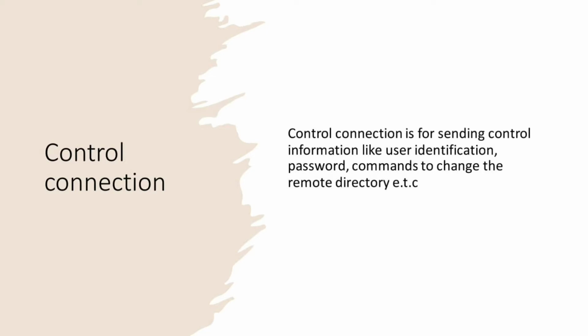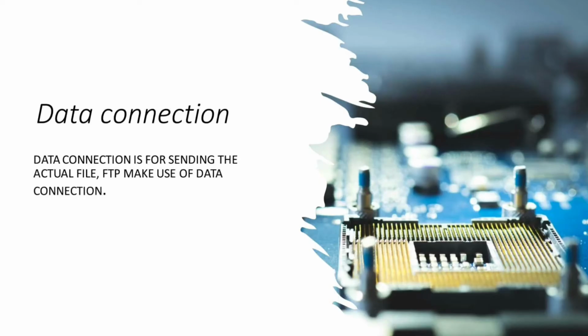After that, control connection. Control connection is for sending control information like user identification, password, commands to change the remote directory, or commands to retrieve and store the file, etc. It is active throughout the session and it uses TCP port number 21. After that, data connection. Data connection is used for sending the actual file. FTP makes use of the data connection. It is also used for downloading the files to the computer from other servers. It uses TCP port number 20.